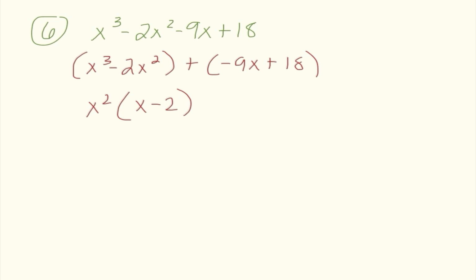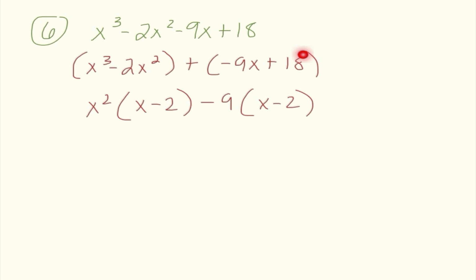Now, I can foresee here that I do have a 9 in common, but if I take a 9 out, I'm not going to have x minus 2. So what I'm actually going to do is take out a negative 9, and when I take out a negative 9, it gives me x minus 2, because negative 9 times x is negative 9x. Negative 9 times negative 2 is 18.